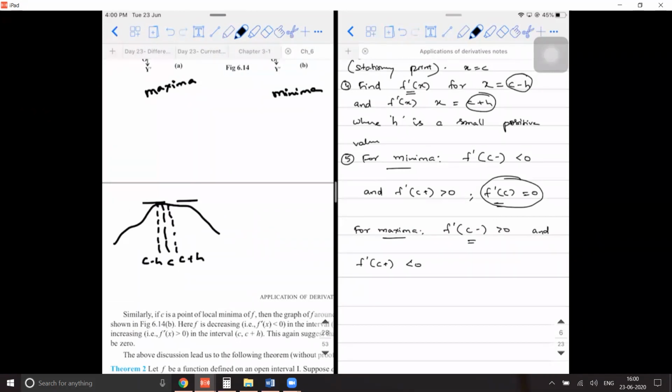So how will the tangent be when I draw it at this point? Will it make an acute angle or obtuse angle with the x-axis? Acute, sir. Acute means it is going to be positive. Similarly, when it is going on this side, it is going to be negative. So that is why I wrote it like this. Okay, sir. Fine.